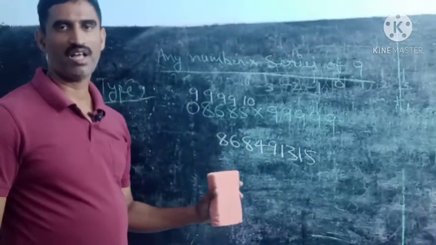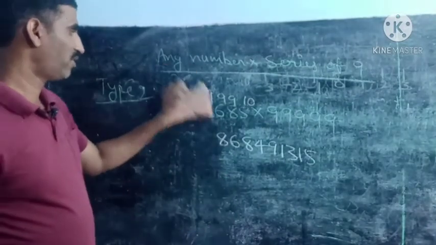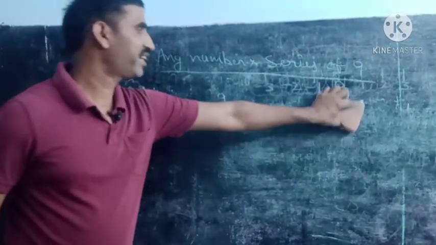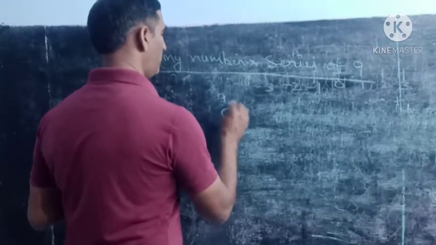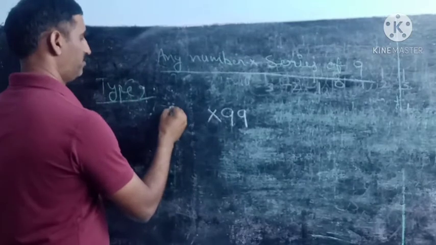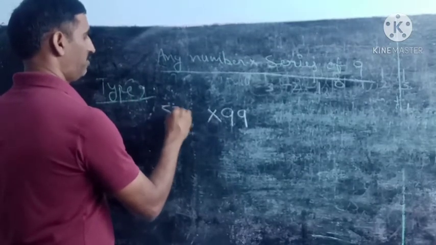This is the answer. One more problem. You can clear it very easily. Suppose 99 into 576.